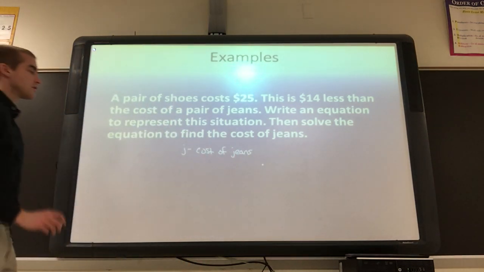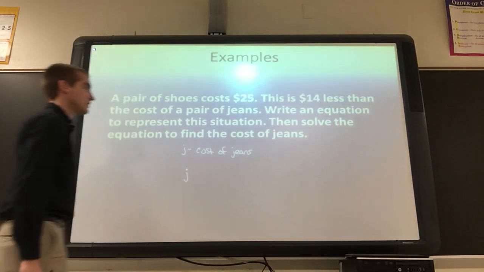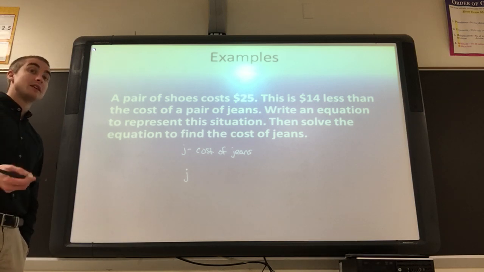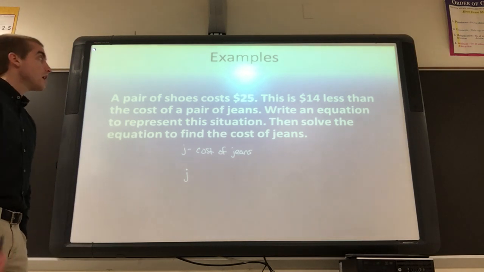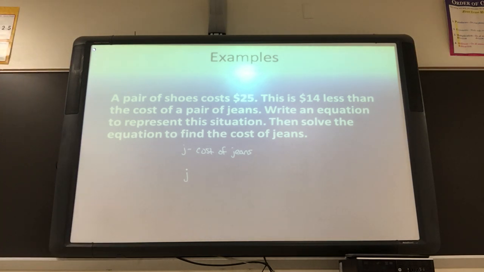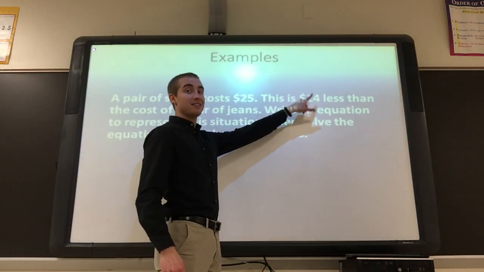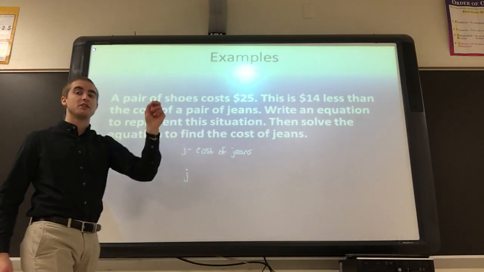Okay, so we know that there's going to be a number on the same side as J, because there needs to be. So if we're thinking about $14 less than, less than is what operation? Less than is subtraction. Okay, next question I've got is, which one costs more? The shoes or the jeans? Read that carefully. A pair of shoes costs $25, and $25 is $14 less. So the jeans actually cost more.